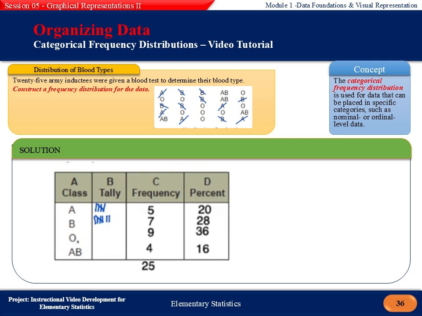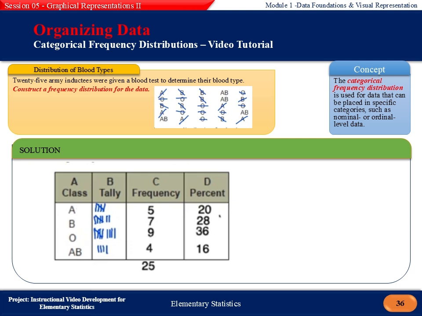And how many O are there? If you count like that, 1, 2, 3, 4, 5, 6, 7, 8, 9. So 1, 2, 3, 4, 5, and then 1, 2, 3, 4. That is 9 total. And then AB are 4. 1, 2, 3, 4. If you count, you will get 4 there. All right. So the frequencies are how many times a particular value is repeated.